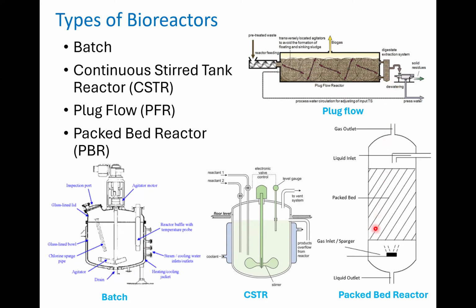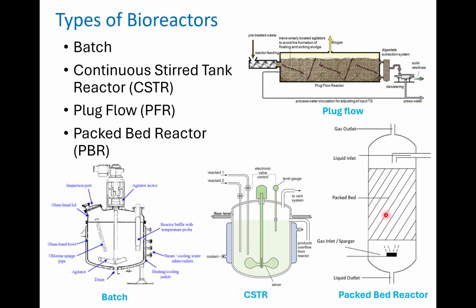The fourth type of bioreactor is the packed bed, and packed bed means that you have some kind of material to support the growth of microorganisms. The reactor is packed with some kind of inert material, sometimes plastics, that allows a biofilm to attach to it.